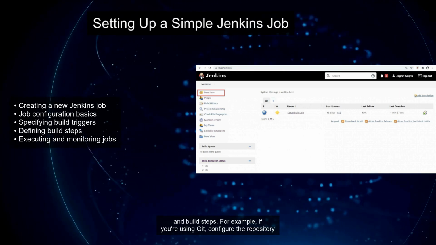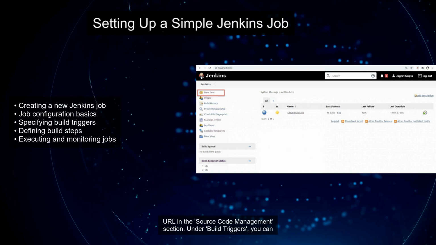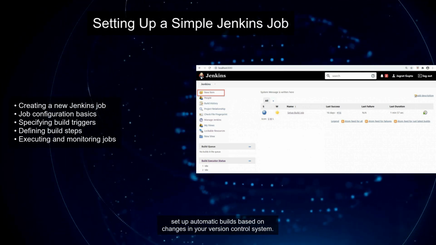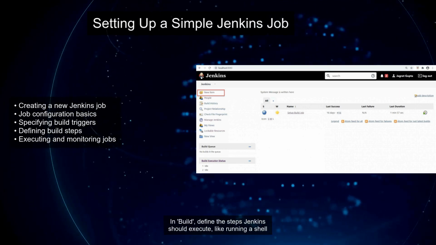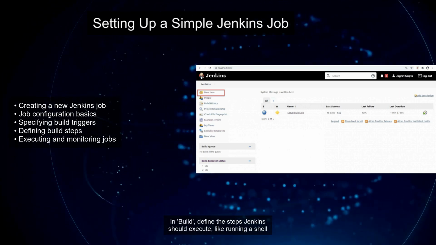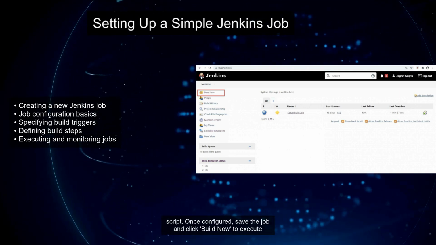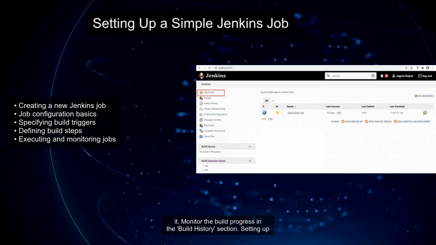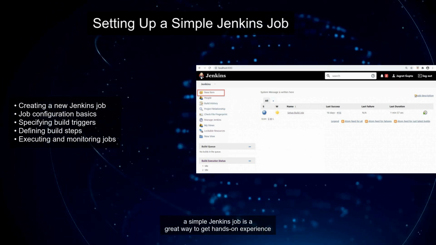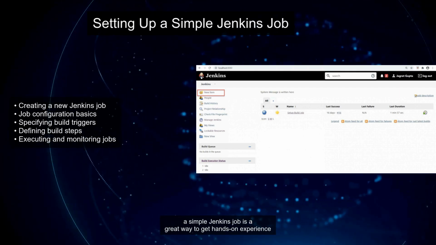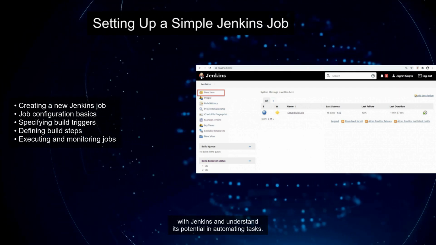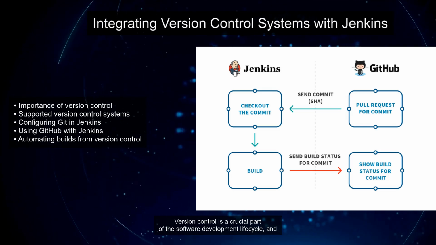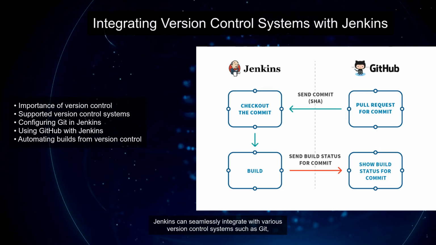For example, if you're using Git, configure the repository URL in the source code management section. Under Build Triggers, you can set up automatic builds based on changes in your version control system. In Build, define the steps Jenkins should execute, like running a shell script. Once configured, save the job and click Build Now to execute it. Monitor the build progress in the Build History section. Setting up a simple Jenkins job is a great way to get hands-on experience with Jenkins and understand its potential in automating tasks.